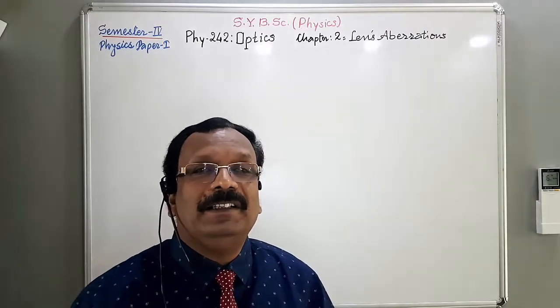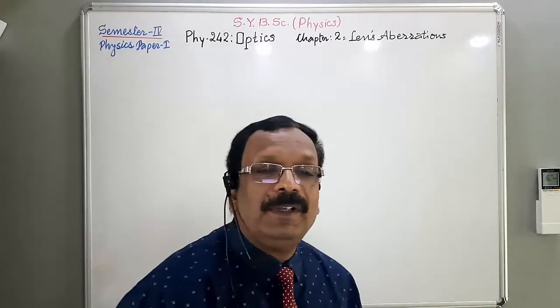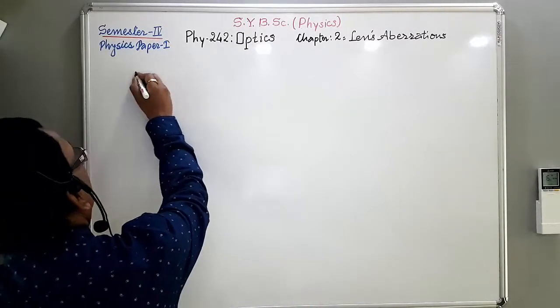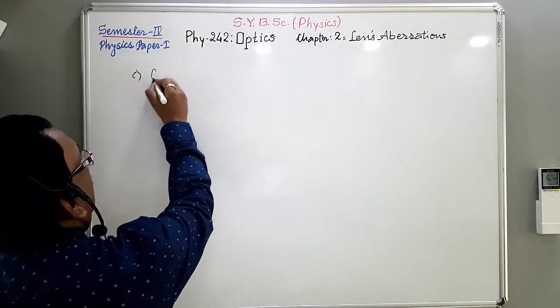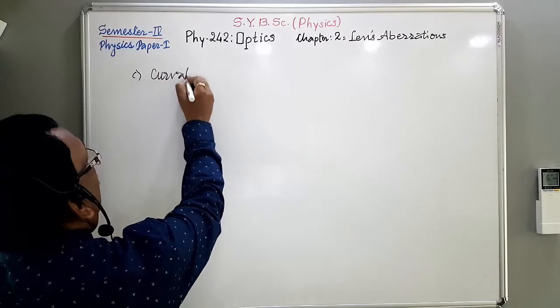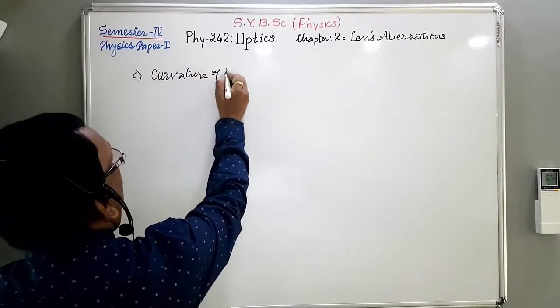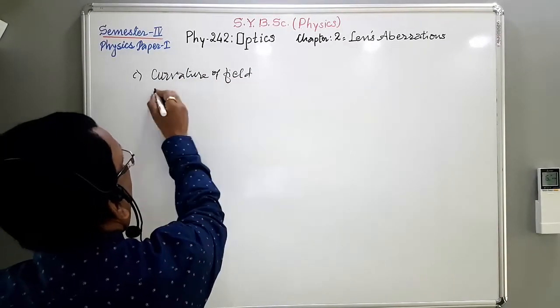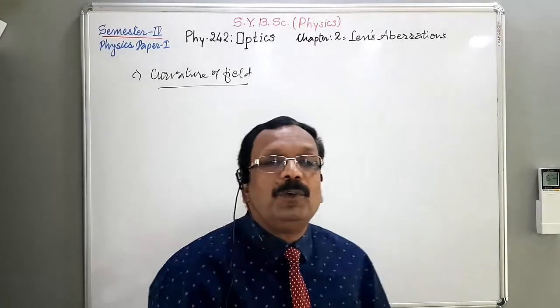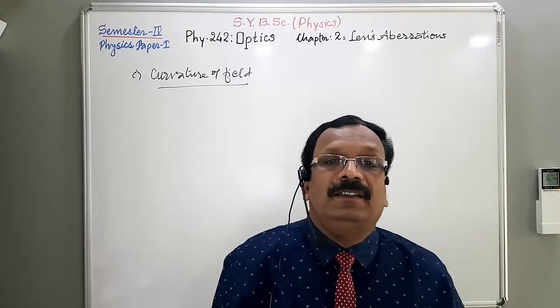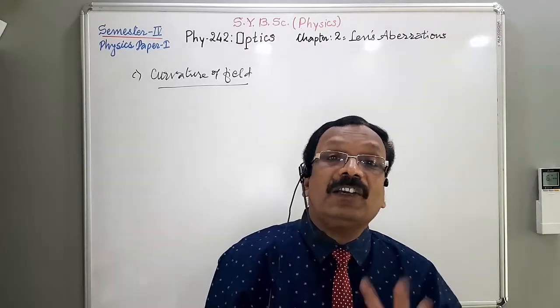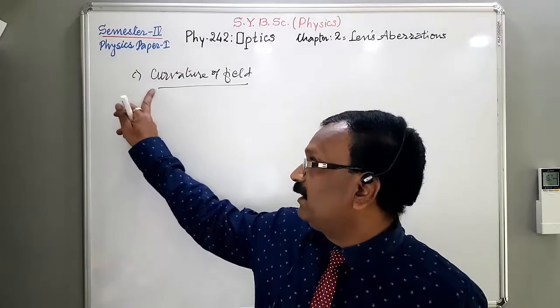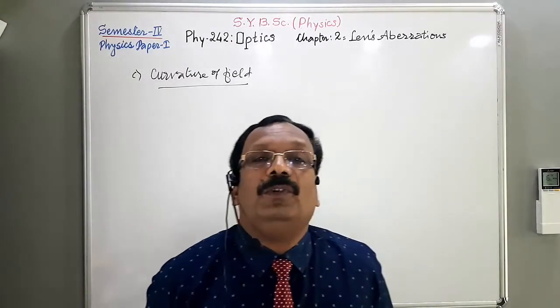After the break, we are going to study the curvature of field in detail. The third aberration, curvature of field. Before this, we just studied the introductory part of curvature of field. This is the third aberration, belonging to monochromatic aberration.